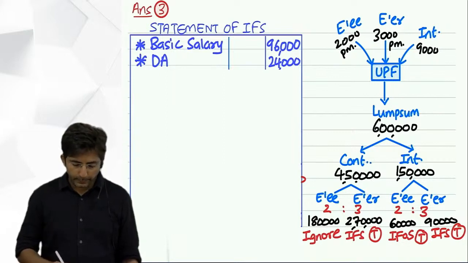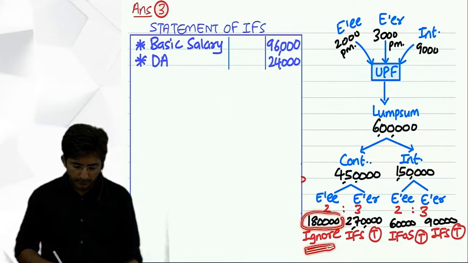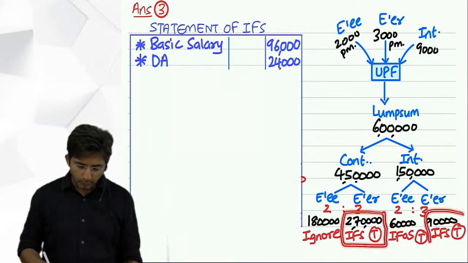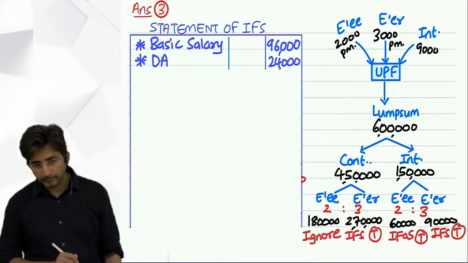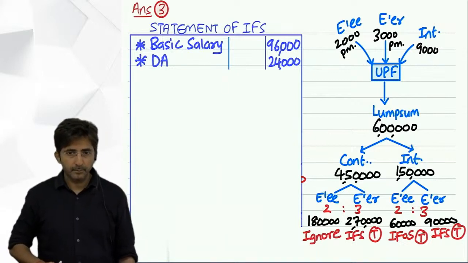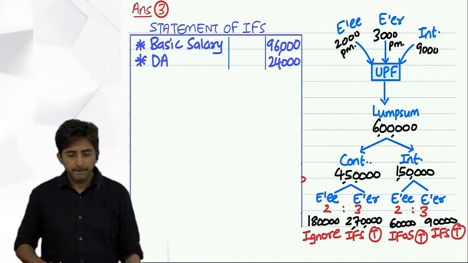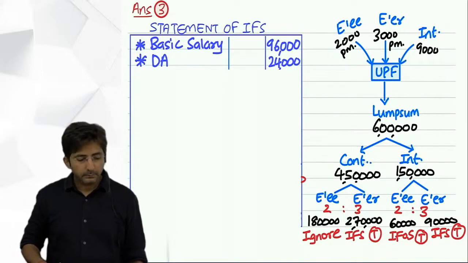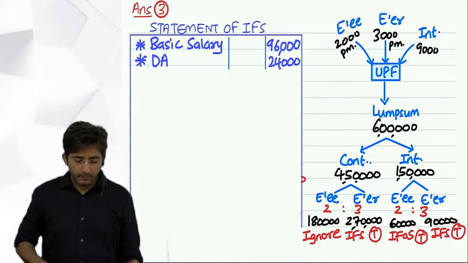then write below all amounts the effect of that. Employees contribution 1,80,000, ignore. And employers contribution, it will be income from salary. Even interest on employers contribution, it will be income from salary. Done. Okay, now tell me the effect of all.